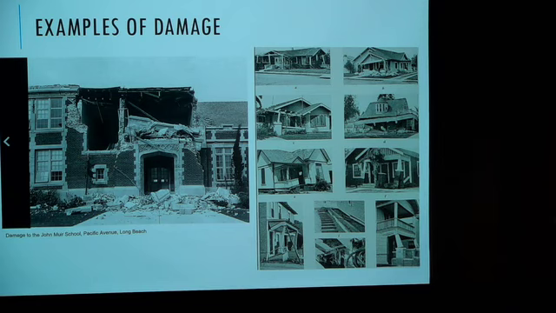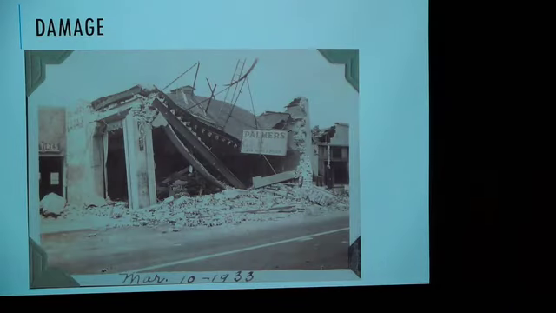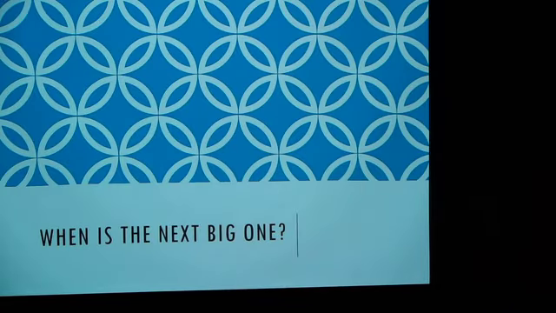The reason they call it the Long Beach earthquake and not the Huntington Beach earthquake is Huntington Beach was just a bunch of oil derricks back then. So lots of damage in Long Beach. All right, so that's an introduction to the Long Beach earthquake.